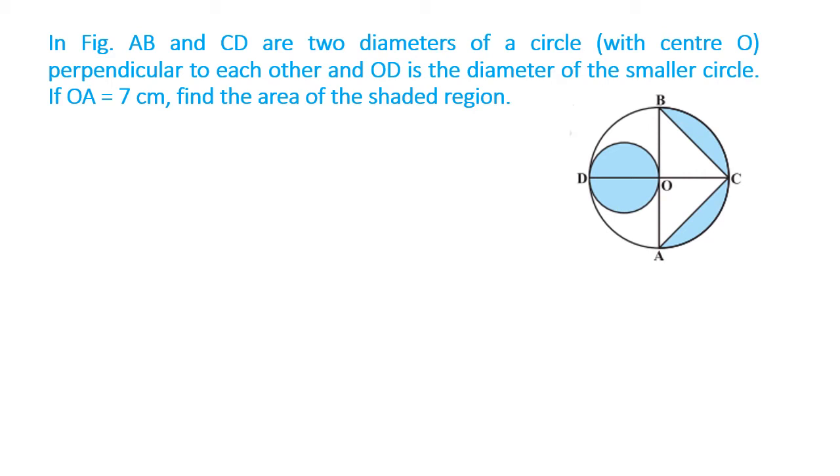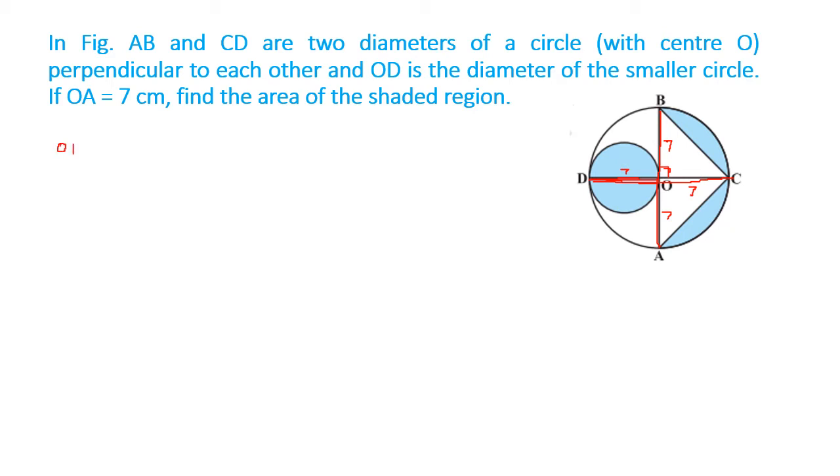AB and CD are the two diameters of a circle. So we have got this big circle. Can you see the big circle where AB and CD are the diameter of the same circle, and they are perpendicular to each other, means this is at 90 degrees, they are perpendicular. OD is the diameter of the smaller circle. This is OD, it is the diameter of the smaller circle. OA is equal to 7. So OA is 7, means OC is 7, means OB is 7, means OD is 7. It is the radius of the same circle, and we have to find the shaded region.